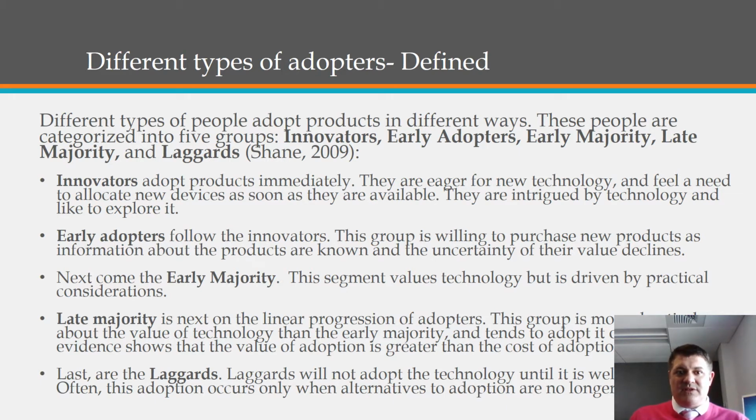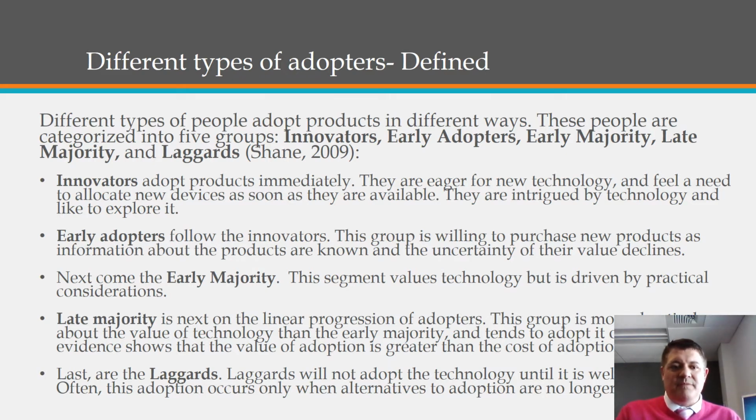Innovators are first on the list, so they adopt products immediately. I'm going to guess that a lot of you are innovators. I know I am, especially when it comes to an iPhone. I always tend to order the new iPhone as soon as it's available. These types of people are eager for the new technology and feel a need to acquire the devices as soon as they're available. They're also intrigued by technology and like to explore how the technology would affect their lives and how it functions in society.